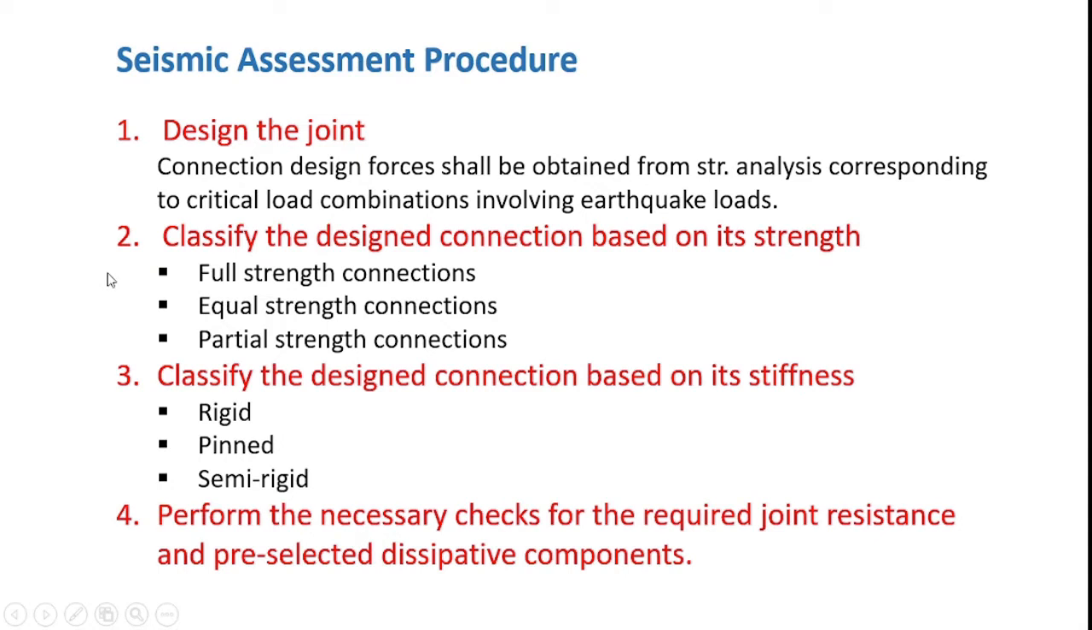And once the joint is designed, we need to move to step 2. That is basically classifying the designed joint based on its strength as well as its stiffness. Based on its strength, we need to classify the designed joint either as a full strength, equal strength, or a partial strength connection. And then we proceed to step 3. That is, we are going to classify the designed connection based on its stiffness. So based on the requirements given in the Eurocode, it is possible for us to classify the connection either as rigid, nominally pinned, or semi-rigid. And once the classification of the joint is over, we need to perform the necessary checks for the required joint resistance and pre-selected dissipative components.